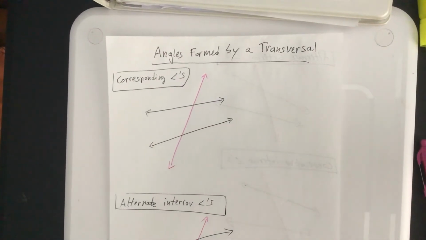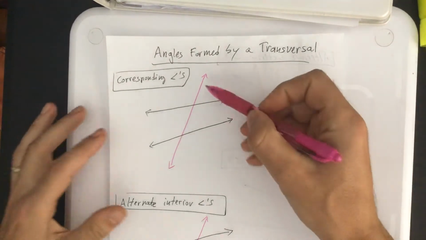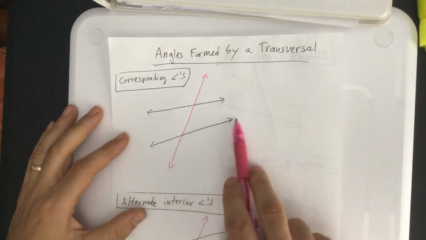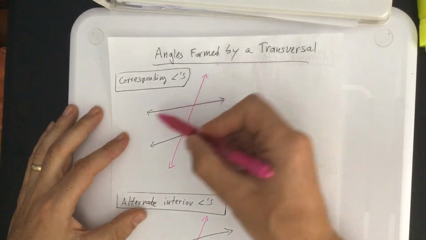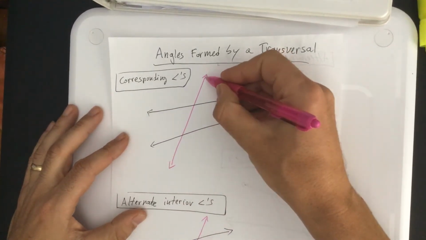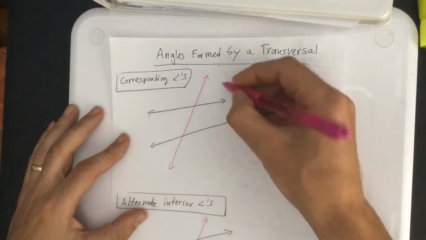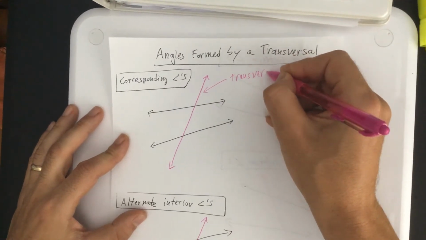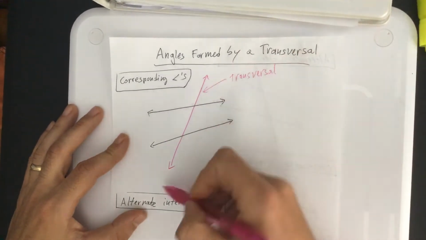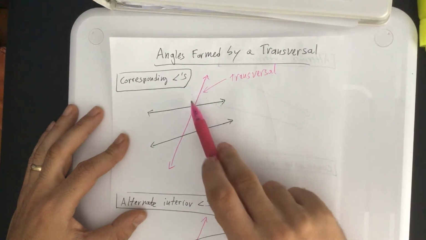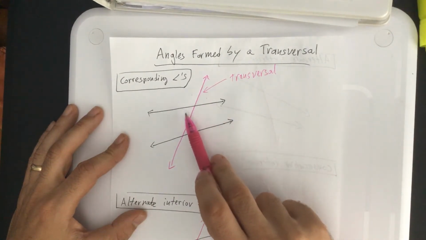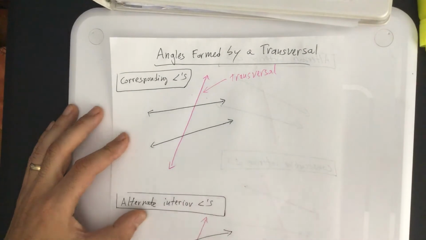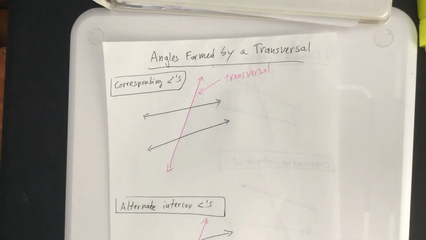All right, so let's talk about angles formed by a transversal. First of all, a transversal is a line that crosses two or more lines. So in this case, we've got two lines over here, and this pink line is what we call the transversal. And when you cross these lines, you get a bunch of different angles. You've got 1, 2, 3, 4, 5, 6, 7, 8. And we're going to be talking about the different types of angles.